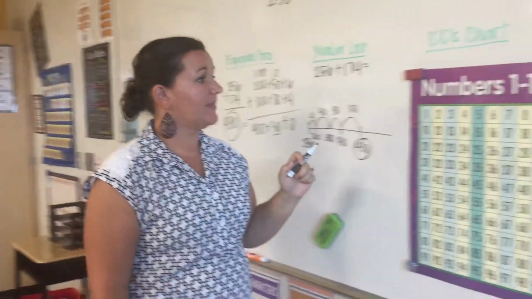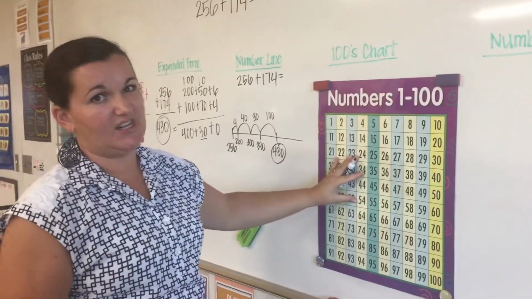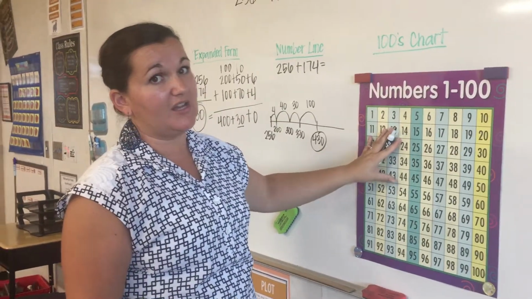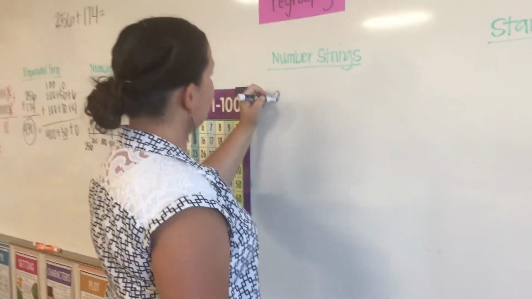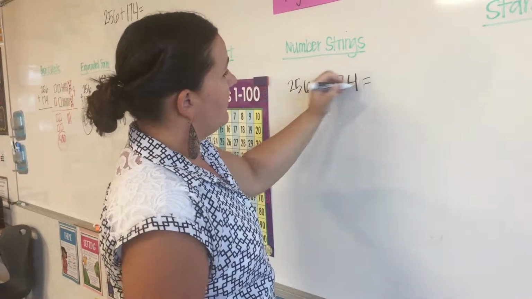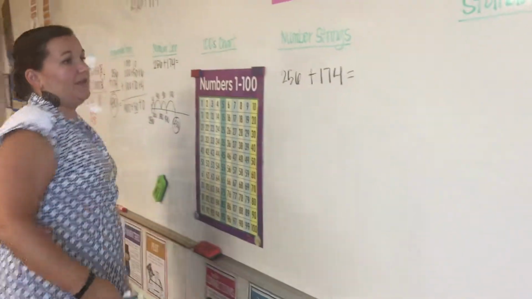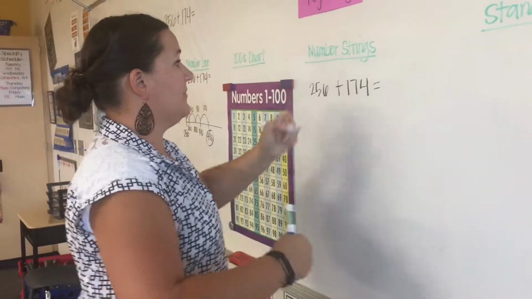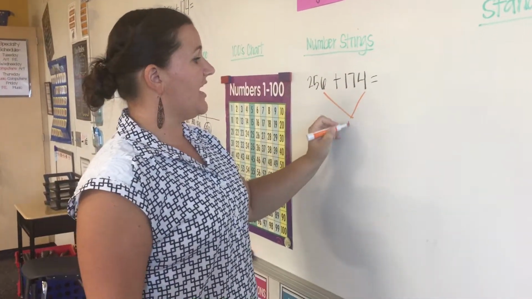Okay? Now, since my numbers are above 100, this hundreds chart just isn't going to work for this. It's not the most efficient strategy to try and pull out a hundreds chart if it doesn't go big enough. So I'm going to jump over to number strings. 256 plus 174. Now remember, I like my color coding. 3 place values, 3 colors. I'm going to start with my ones. 6 plus 4 is 10.